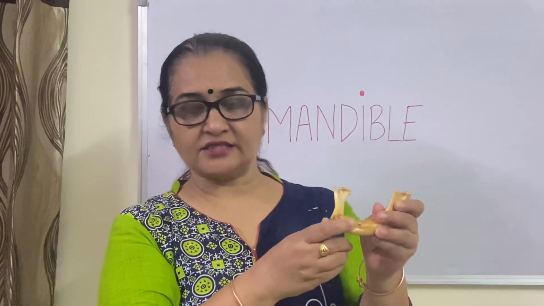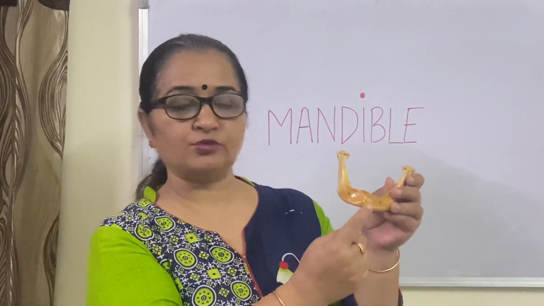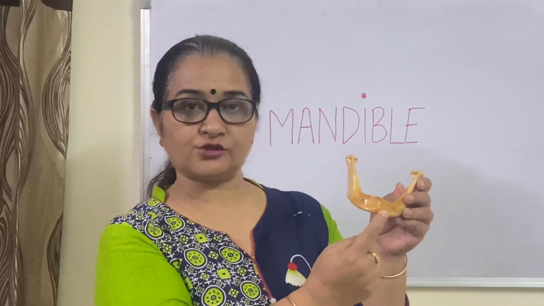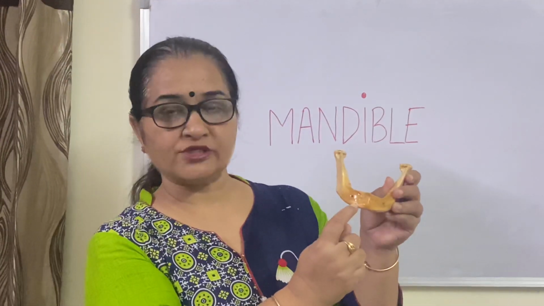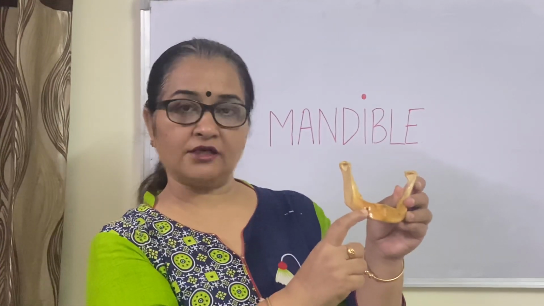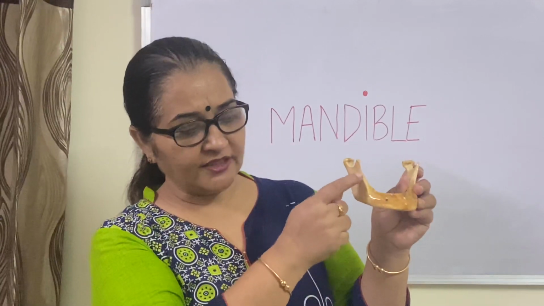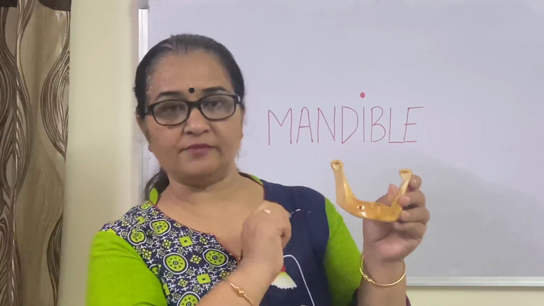Now on the anterior side, as I have told you, there is a mental protuberance in the center and the mental tubercle at the inferolateral end of this mental protuberance. So this is known as the mental tubercle, and there is one foramen lying over here. This is known as the mental foramen. Now on the anterior side, there is an oblique line which is coming from the anterior border of the ramus.